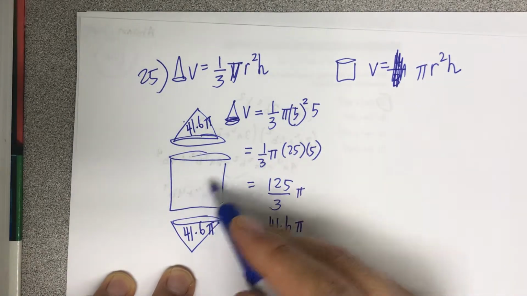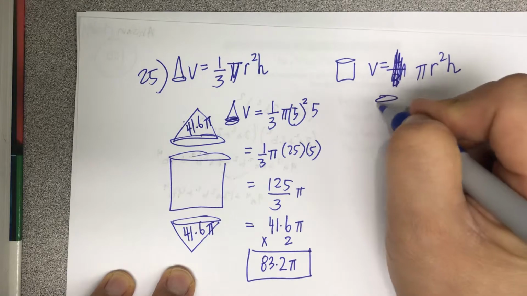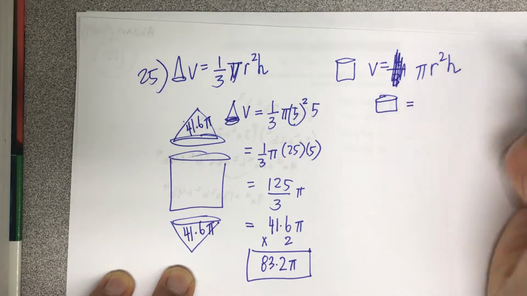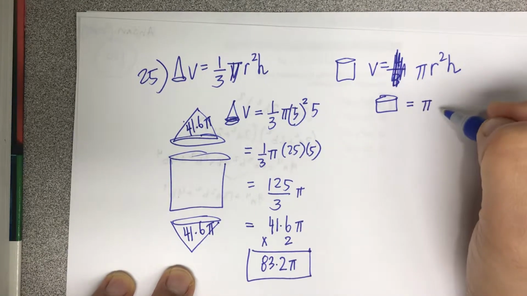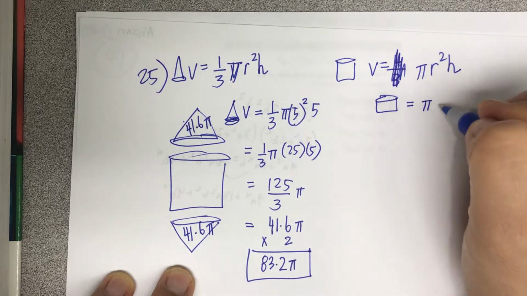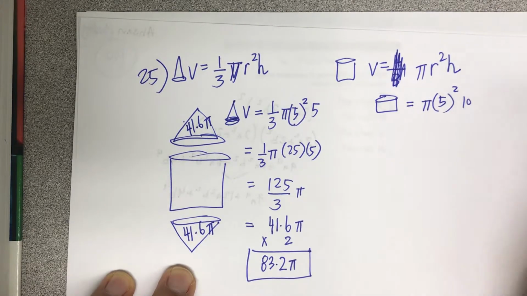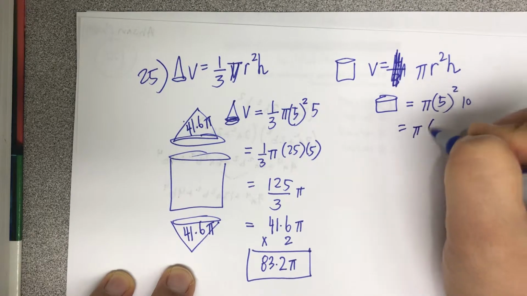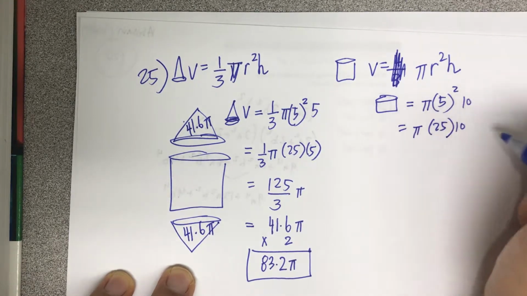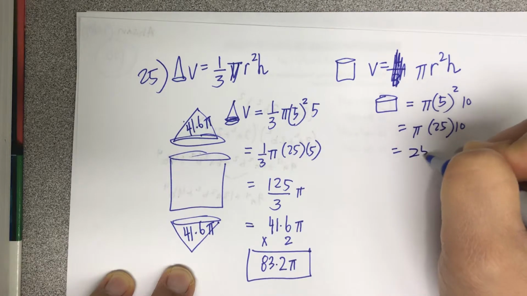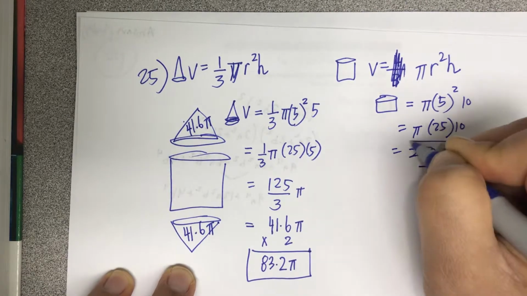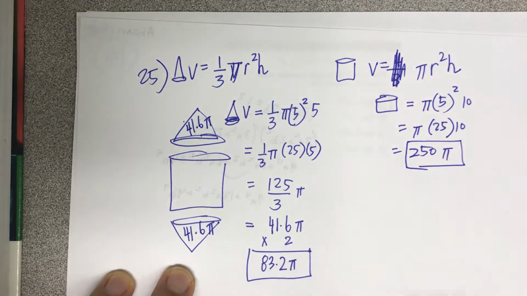And then now let's plug in the numbers for the volume of the cylinder. And that's going to be pi. And then what's the radius? The radius is the same as 5 squared. And what's the height on this one? 10. So this is going to be pi times 25 times 10, which is going to be 250 pi. So you would just add those together, okay?